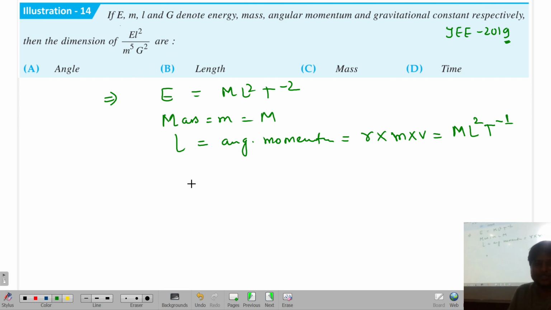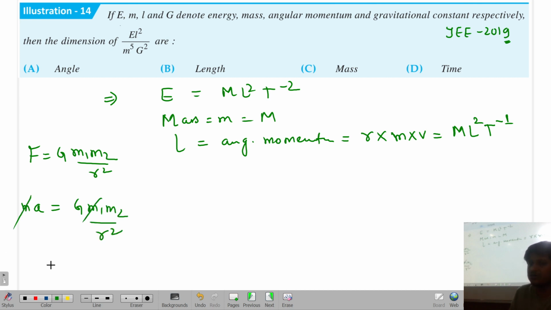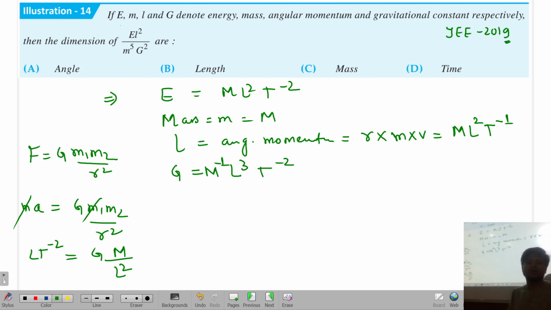Okay, next thing, G. How to calculate G? You know F is equal to G m1 m2 by r square. F is mass into acceleration, that is equal to G m1 m2 by r square. Mass 1 got cancelled. Acceleration is L T to the power of minus 2, equal to G M by L square. So therefore G has what dimension? L cube M to the power of minus 1 T to the power of minus 2. Got it or not? Can you solve it?